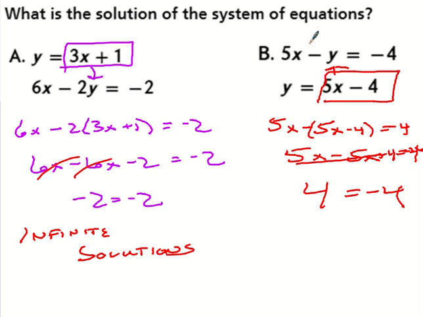Now, when I did the same thing over here, reminder, this is minus y. So when I plugged in 5x minus 4, I still kept it in parentheses because it's minus all of it. So I had to use the distributive property: 5x minus 5x plus 4, because a negative times a negative is positive. When my 5x's cancel, positive 4 is left on the left, and negative 4 is on the right. These are not equivalent. That means these are parallel lines. They have the same slope, different y-intercepts. Parallel lines mean there's no solution.